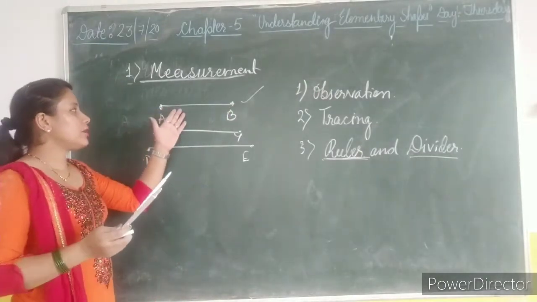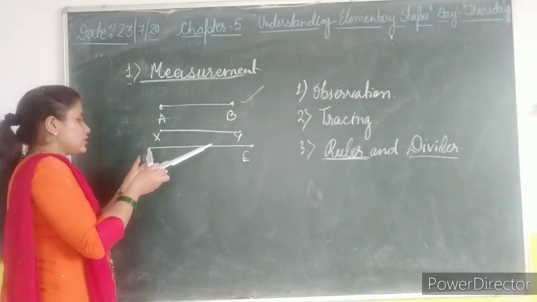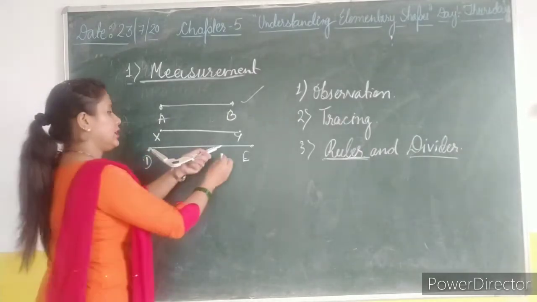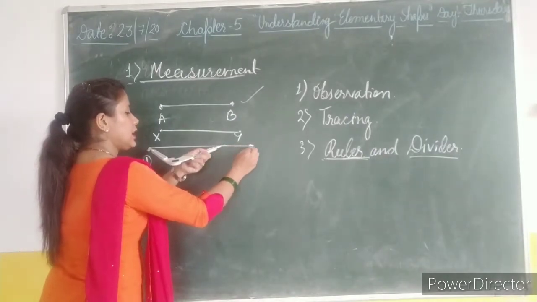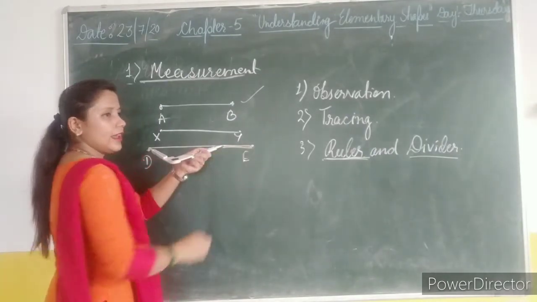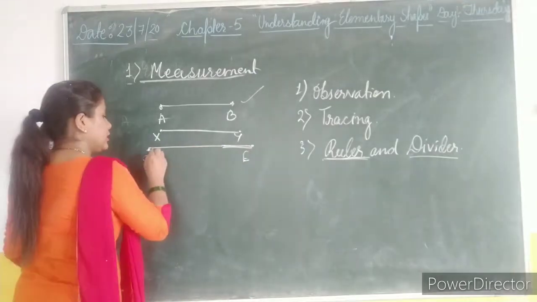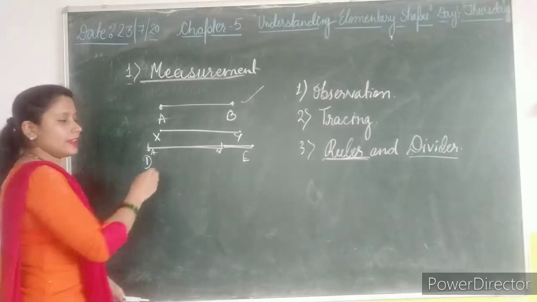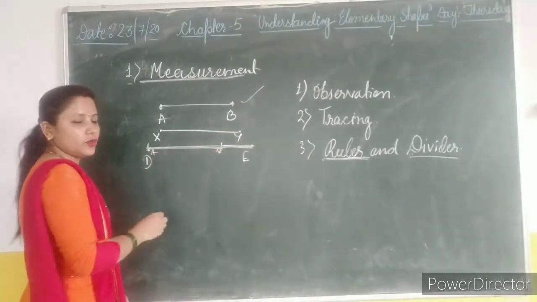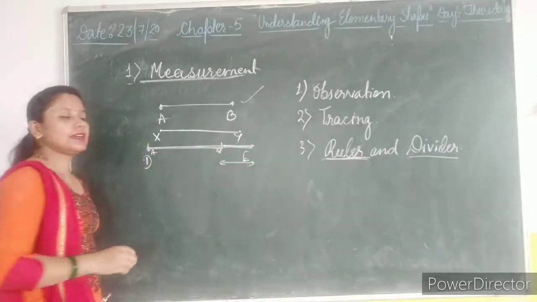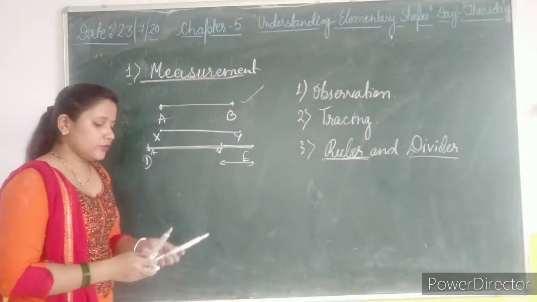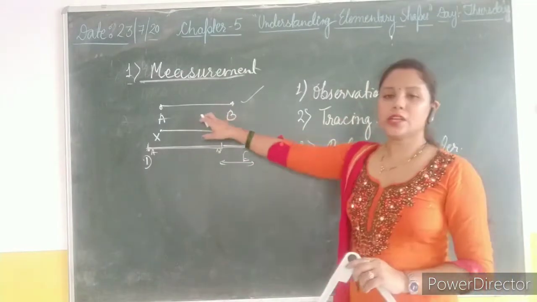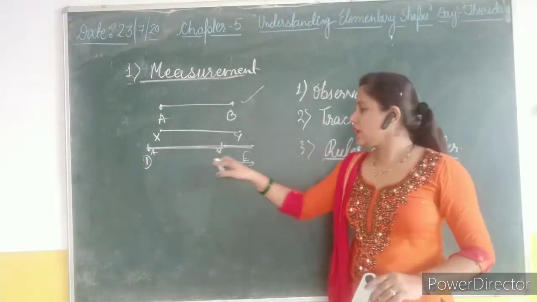Now if I am going to compare AB with DE, so just point it on DE and you can see here DE is that much greater than AB. It's your AB. The length of AB is here and the length of DE is this one. So DE is greater than AB. So with the help of the divider, you can say that AB is smaller than DE.